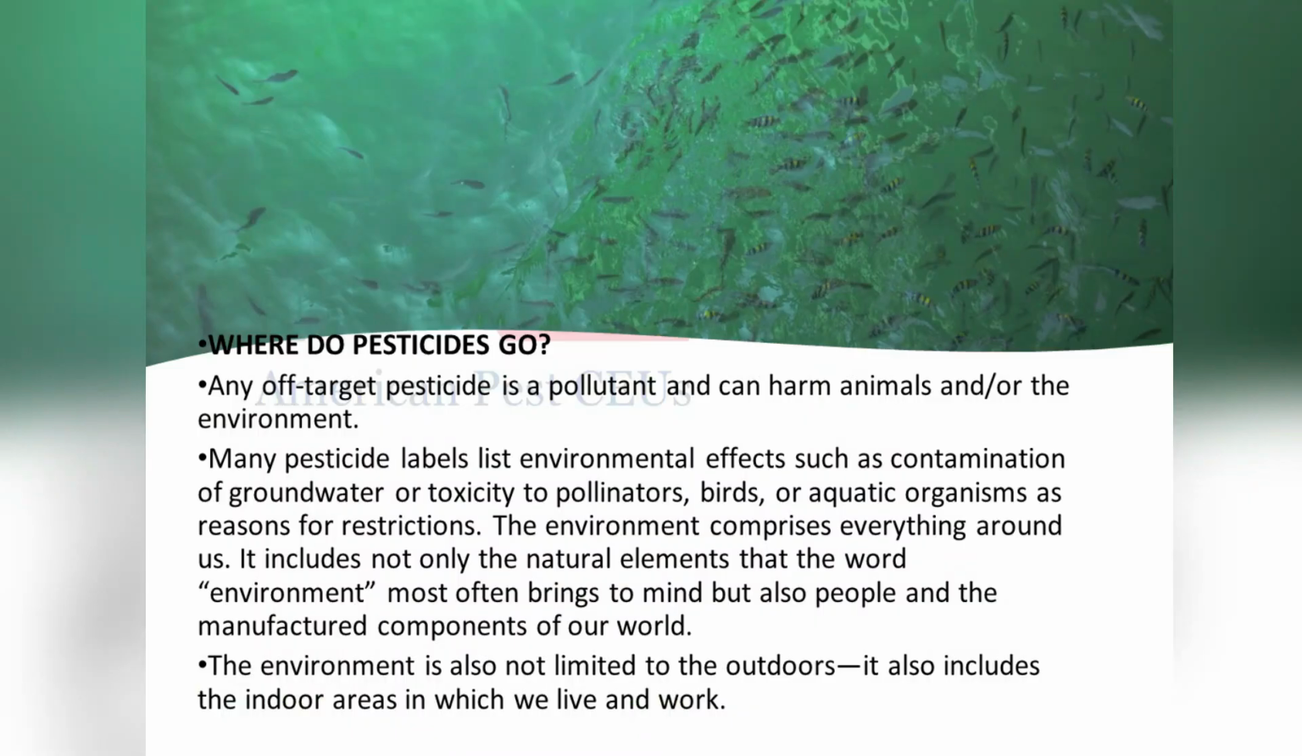Where do pesticides go? Any off-target pesticide is a pollutant and can harm animals and/or the environment. Many pesticide labels list environmental effects, such as contamination of groundwater or toxicity to pollinators, birds, or aquatic organisms as reasons for restrictions. The environment comprises everything around us. It includes not only the natural elements the word environment most often brings to mind, but also people and the manufactured components of our world. The environment is also not limited to the outdoors. It also includes the indoor areas in which we live and work.